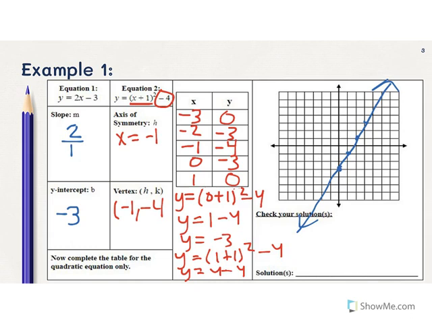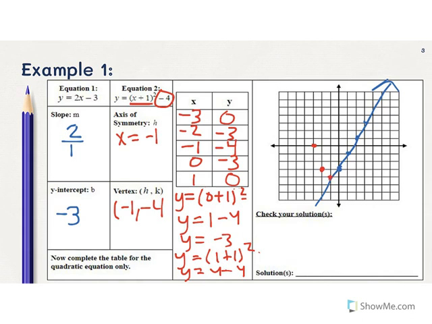Okay, so now I'm going to make some room here because we are now going to plot this graph on our actual graph so we can see what our solution is. So negative 3 comma 0, negative 2 comma negative 3, then we have negative 1 comma negative 4.